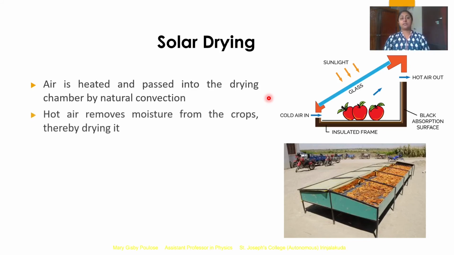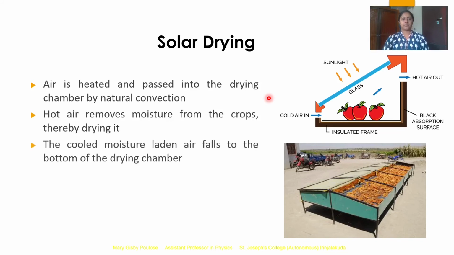Now the hot air removes the moisture from the crops or the food materials, thereby drying it. So the hot air inside the chamber dries up that crop or that food material. And the cooled moisture-laden air falls to the bottom of the drying chamber. Okay, so the hot air escapes out and from the bottom, the cooled air comes into the drying chamber. Again, that cool air becomes hot, again drying up the crop or the food materials.